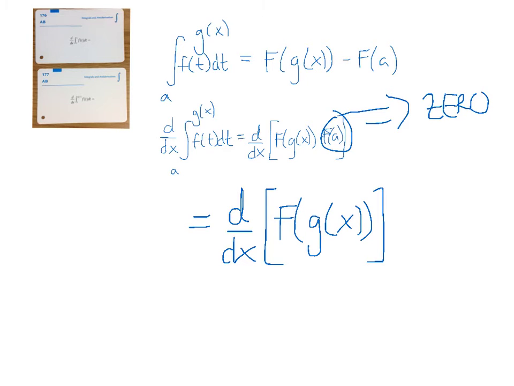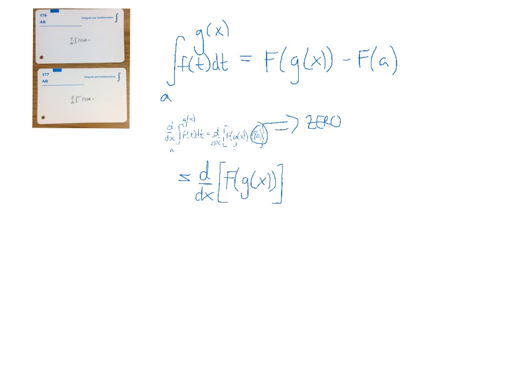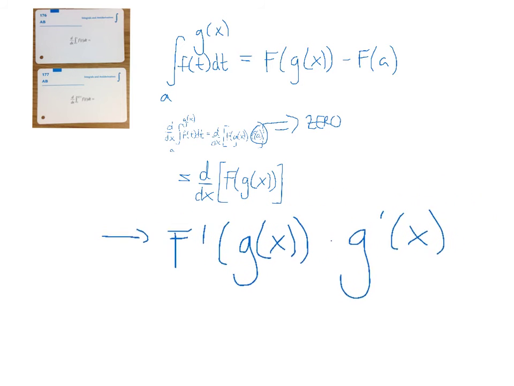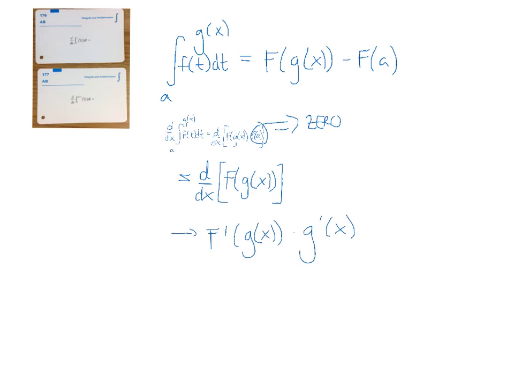Okay, now what I want to do is take this and rewrite it in a different form. The derivative of a composition would be the derivative of the outer evaluated at the inner, so big F prime of g of x times g prime of x. And then one last thing is to change the name of big F prime, using the fundamental theorem, to little f.